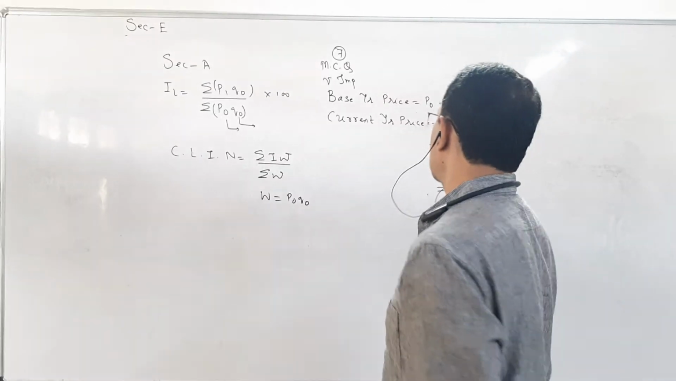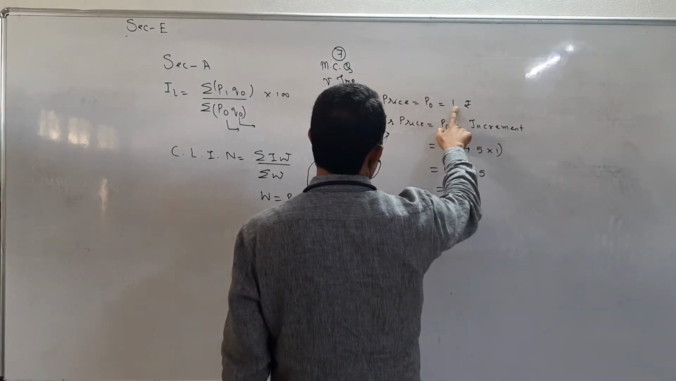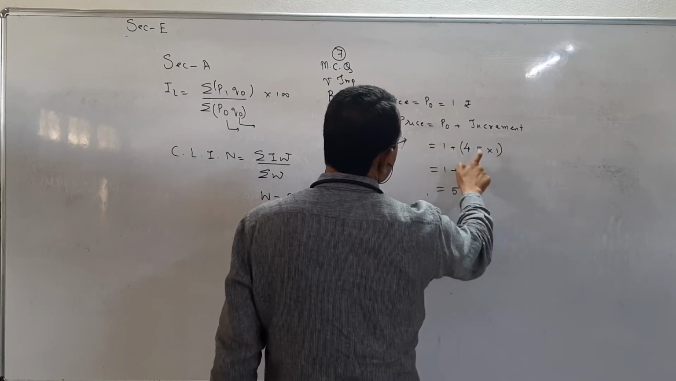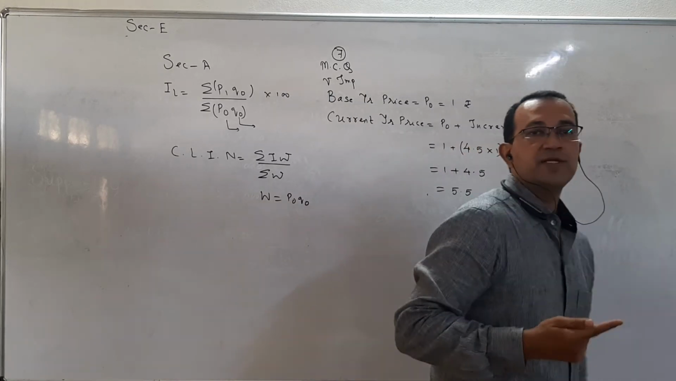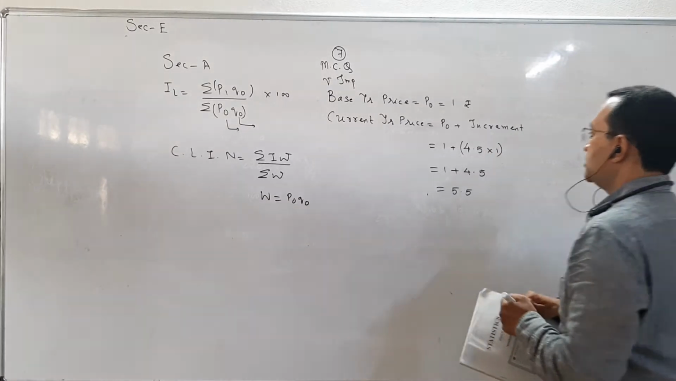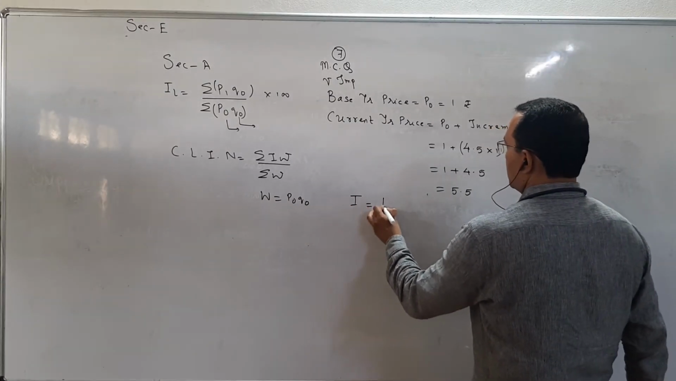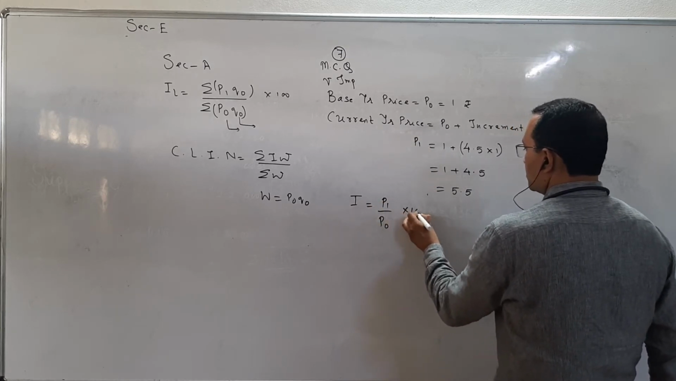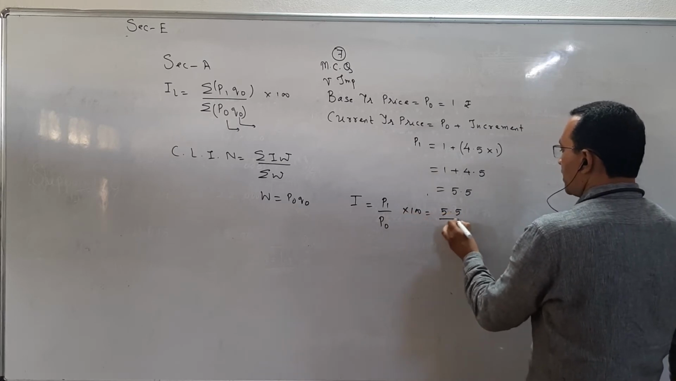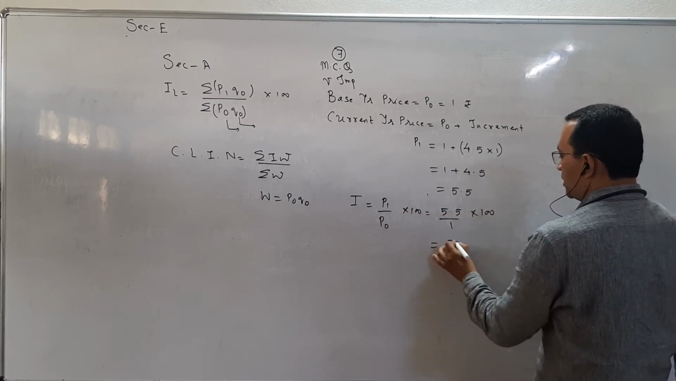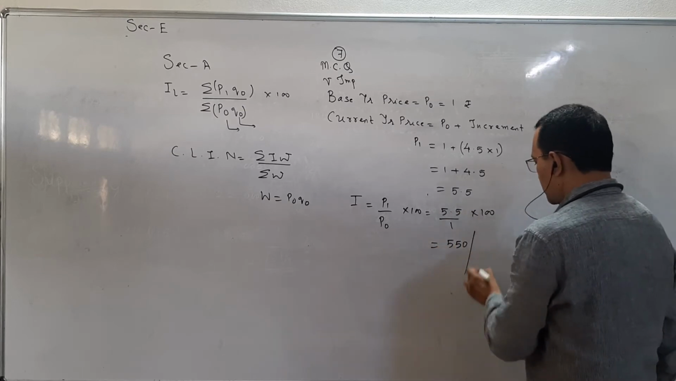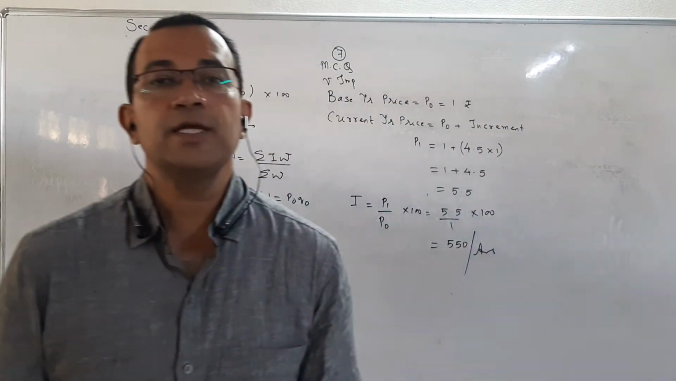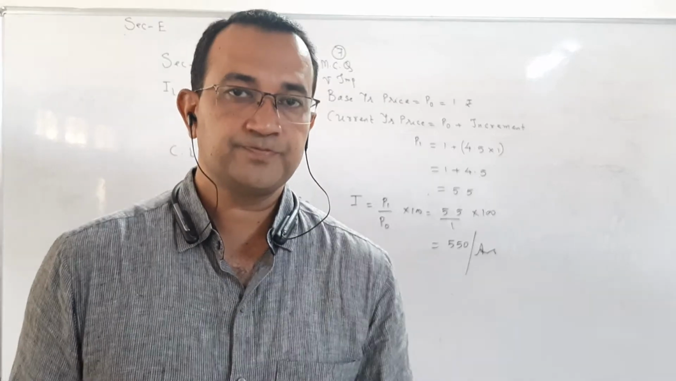Same way here, students, the base year's price P0 is equal to 1 rupee, the current year's price is P0 plus increment. So the increment is 4.5 times that of the base year, so 4.5 into 1. Therefore, the index number becomes P1 upon P0 into 100, 5.5 upon 1 into 100. So the index number becomes 550. This is the answer. Very, very important MCQ.